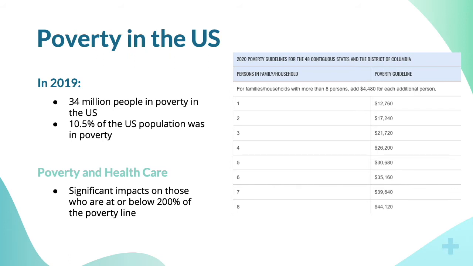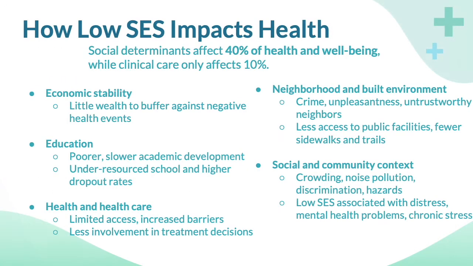Research shows that even people who earn twice the amount that would place them at the poverty guideline experience significant health impacts due to their SES. A strong connection has been found between health and social determinants, including SES. One study found that social determinants affect 40% of health and well-being in U.S. adults, whereas clinical care only impacts 10%.